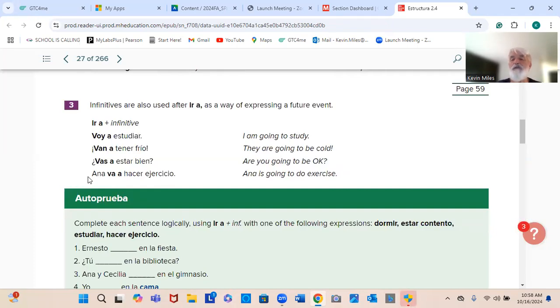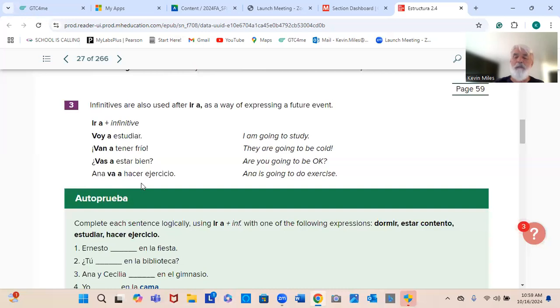To do exercise or to exercise is hacer ejercicio. Ejercicio is exercise. Hacer is to do or make. A very important verb. Ana va a hacer ejercicio. Again, you can use ir plus a and the verb infinitive to tell what you are going to do or what somebody is going to do. Anna's going to eat.